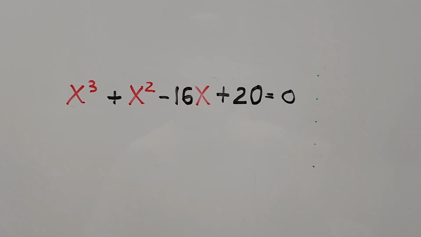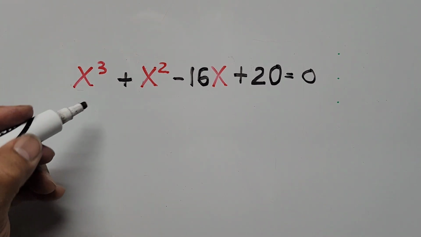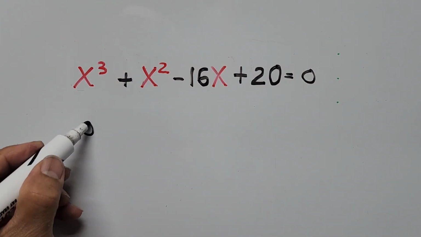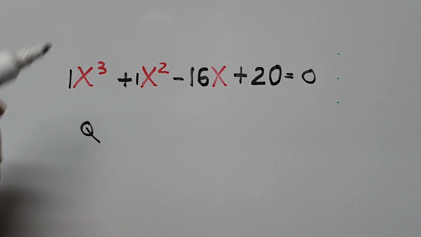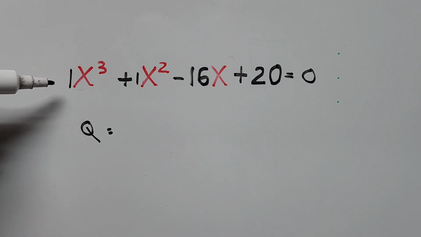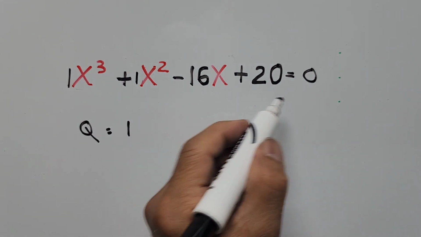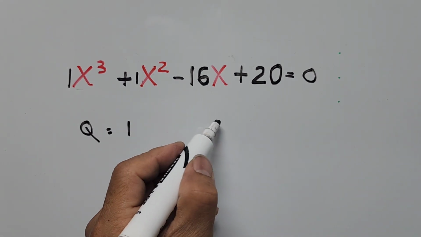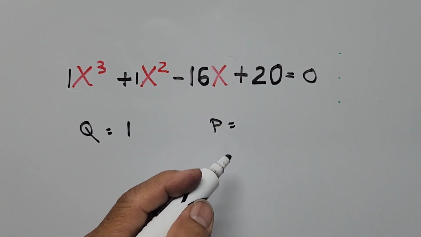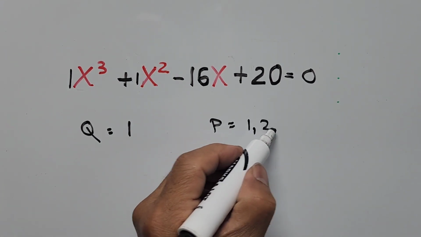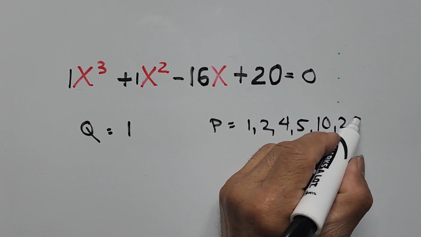And so how do we start? Here we focus our attention on the first term of the cubic equation, x cubed. So designate q as the coefficient. Coefficient here is 1, same thing on here. So the factor of 1 is 1 by itself. And next we focus our attention on the constant. We designate this constant as p, and this comprises the factors of 20. So we have 1, 2, 4, 5, 10, and 20.